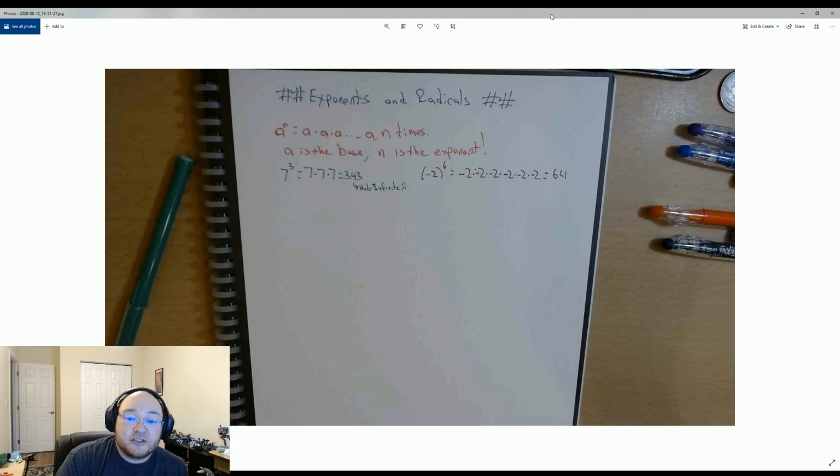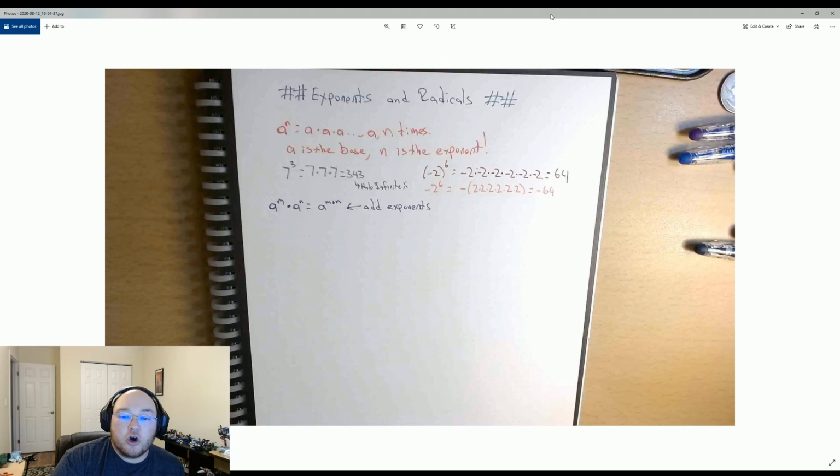Just a note, -2 in parentheses like that means you take that -2 and you multiply it 6 times. And so a negative times a negative is a positive. So those first two become a positive, those next two become a positive, and those other two become a positive, turning the whole thing into a positive answer. If there's no parentheses, what that means is you're taking that number to the power 6 times, and then you're turning it negative afterwards. So there's a big difference between the parentheses and no parentheses. So be careful of that.